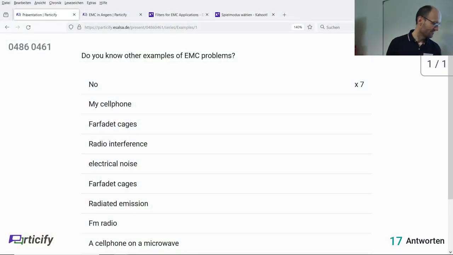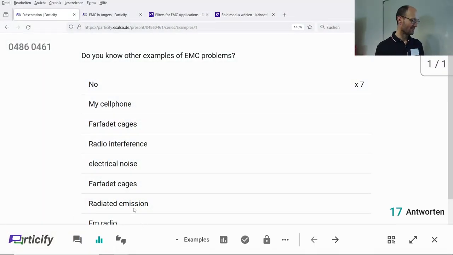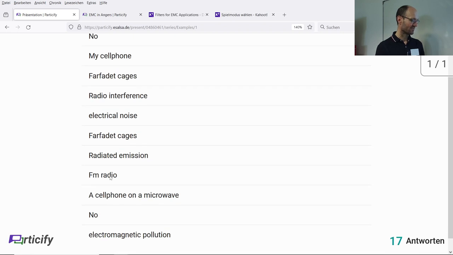So with older cell phones that are working with the 2G system, this is also some EMC problem that some of you might remember if you have such a phone like this. If you sit in front of a computer or also a radio receiver, and if you get a call or if you call someone, then you hear these characteristic noises, beep, beep, beep, some disturbances that come from these types of cell phones. That can disturb, or create radiated emissions that disturb, FM radio.